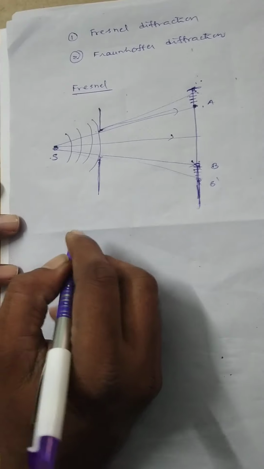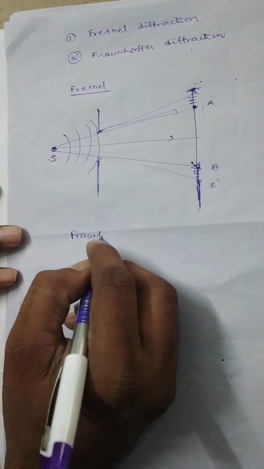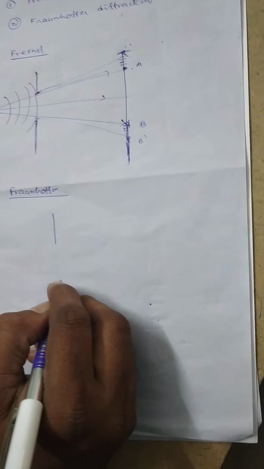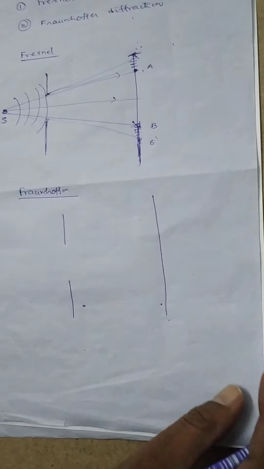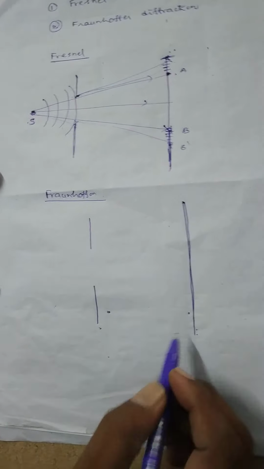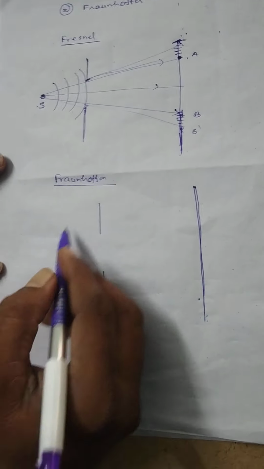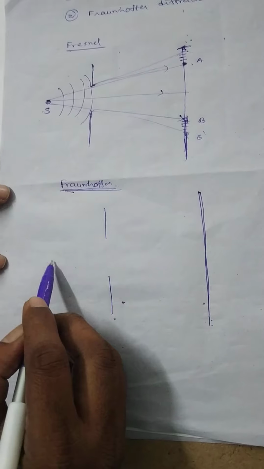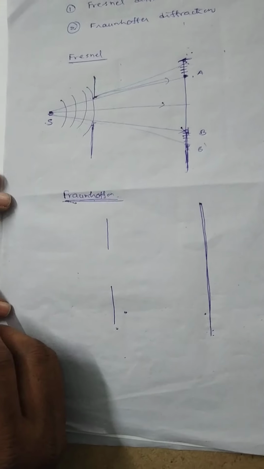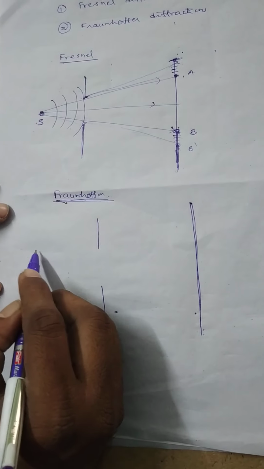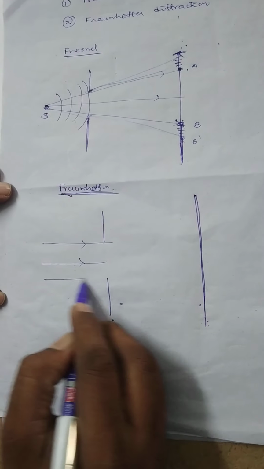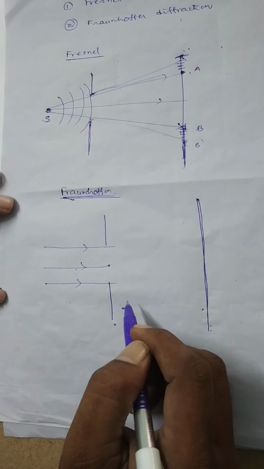Whereas in case of Fraunhofer diffraction, this is a slit and this is a screen. Generally, to observe the diffraction pattern, the screen must be kept at a finite distance from the slit. Here, according to Fraunhofer diffraction, the point-wise source is kept at infinite distance. A point-wise source at infinite distance means the light rays coming from it become a parallel beam of light. This is a parallel beam of light coming from the source at infinite distance.